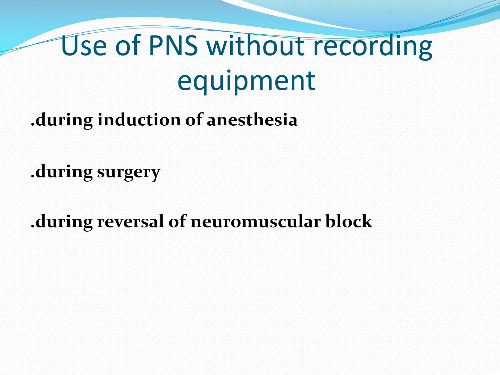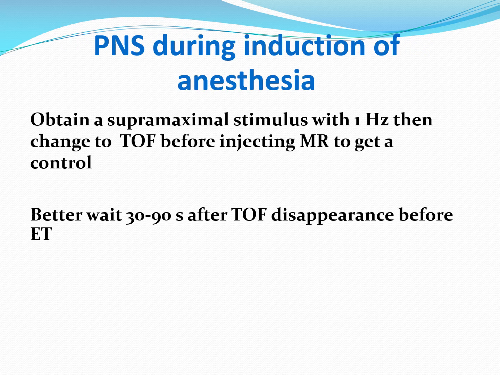Now, what is the clinical application of the peripheral nerve stimulator without this complicated recording equipment? It's of course used during induction, maintenance of surgery, and the reversal of neuromuscular blockade. For induction of anesthesia, after obtaining a supramaximal stimulus with 1 Hz, we change to train of four because it's easier to check clinically, before injecting the muscle relaxant to get a control.